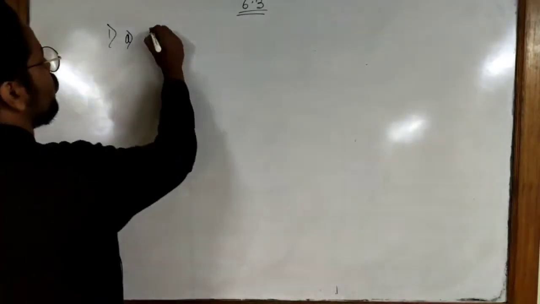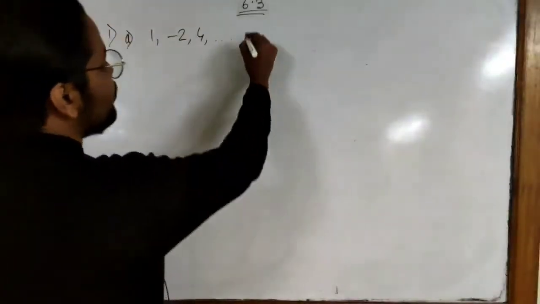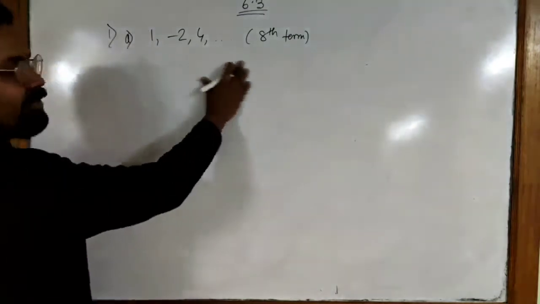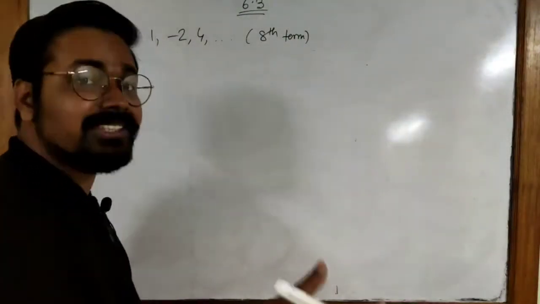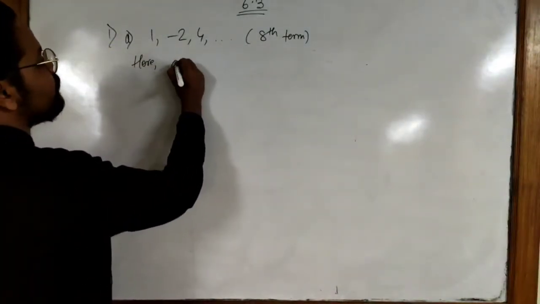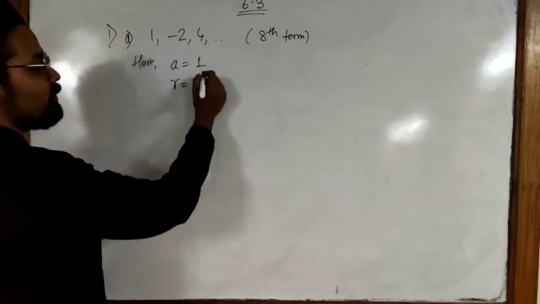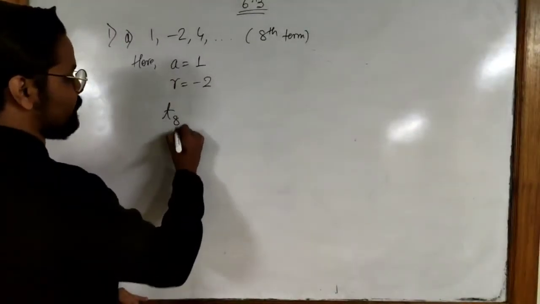It is option A: 1, minus 2, 4, and we have to find the 8th term, that is T8. It is given that this is a GP, and you have to find the 8th term and also the sum. Here the first term is 1, and the common ratio is minus 2 by 1, that is minus 2. Now we need to find the 8th term, T8.